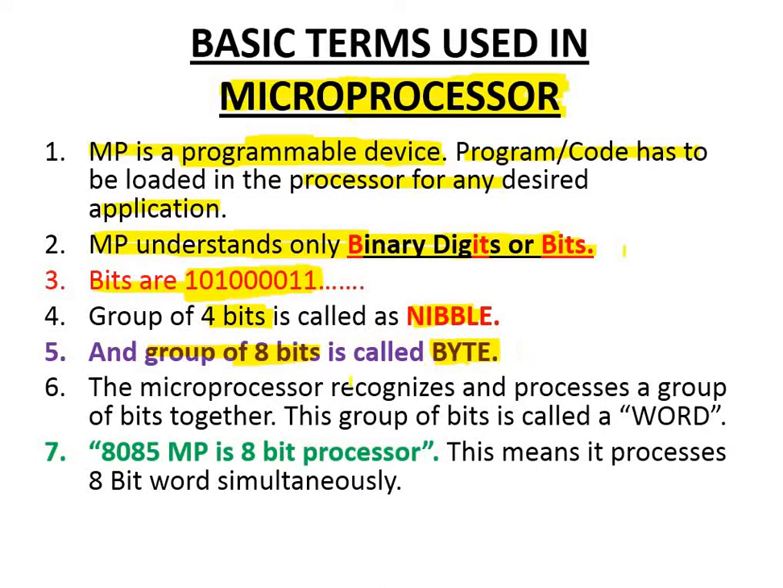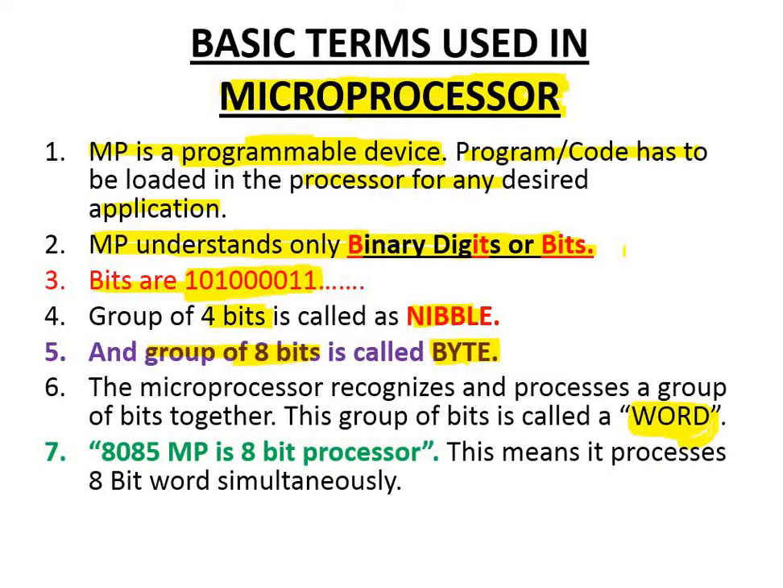Okay. Now word, microprocessor word. This is very important. You must have heard that 8085 is an 8-bit microprocessor. So what does 8-bit mean? It means that at any instant, simultaneously, the processor can process 8 bits. An 8-bit word means that group of bits that the microprocessor can process or recognize simultaneously.